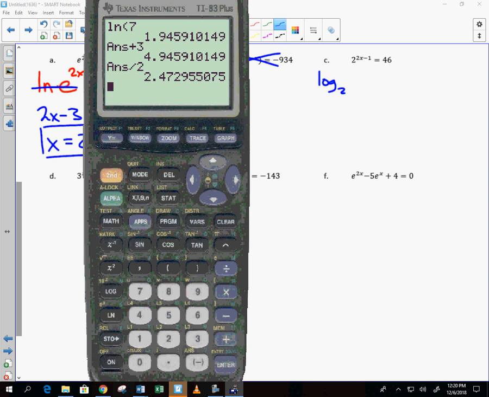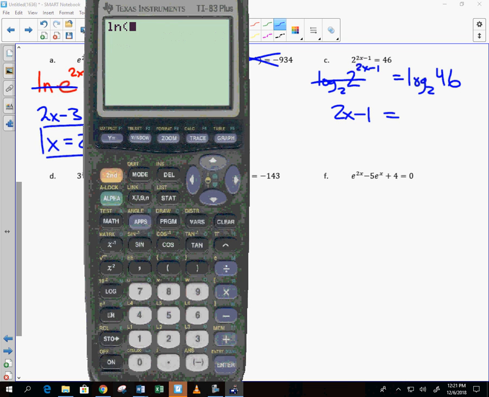Log base 2 of 2 to the 2x minus 1 is equal to the log base 2 of 46. Those cancel, leaving me 2x minus 1 is equal to whatever that is. I'll calculate that by doing log of 46 divided by log of 2. And I get 5.524. Did you get the 5.524? What'd you get?